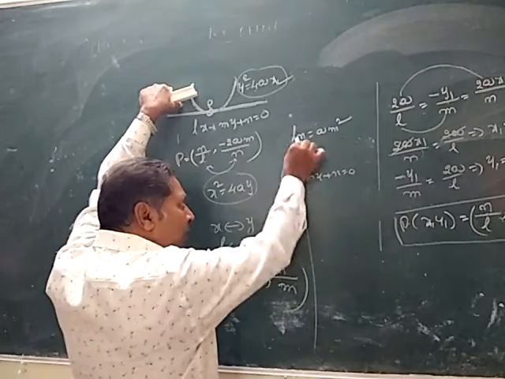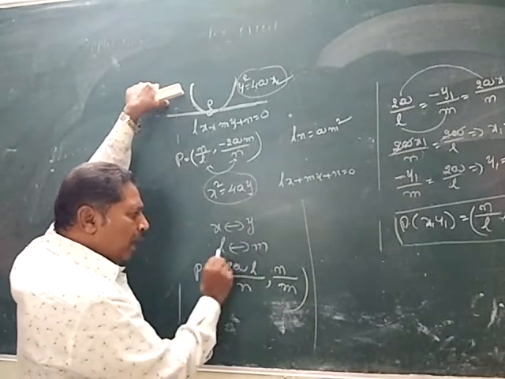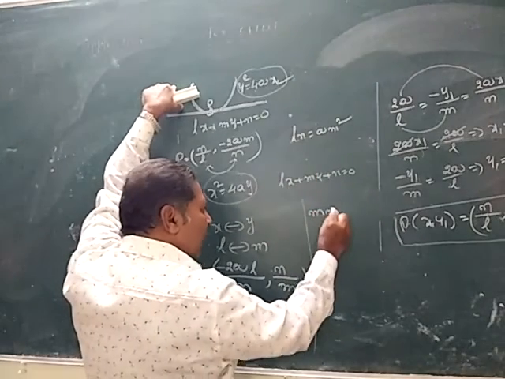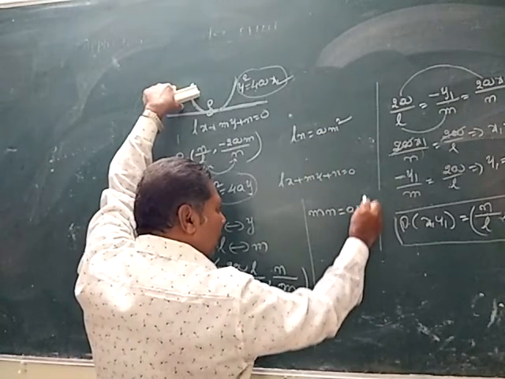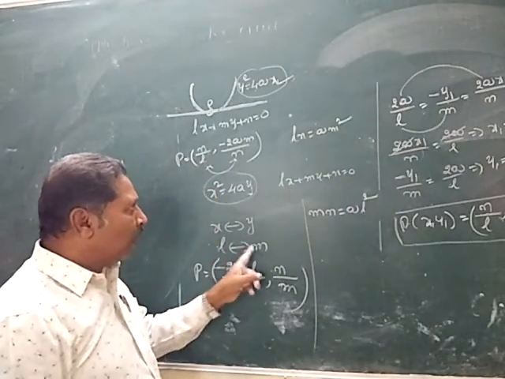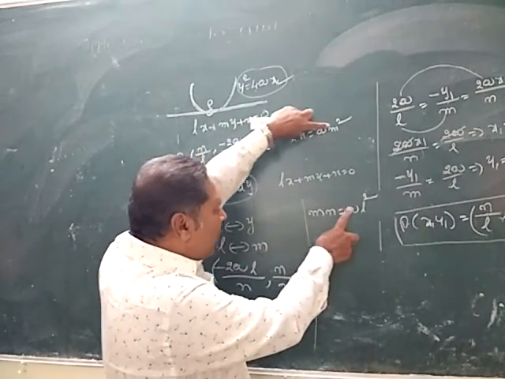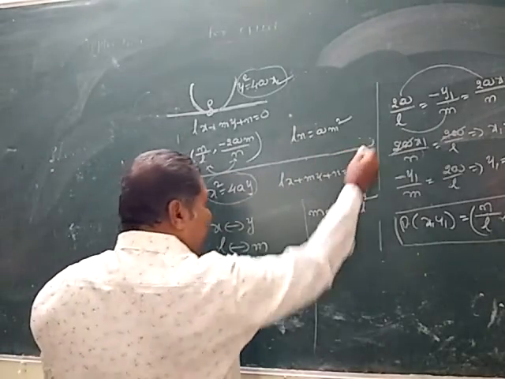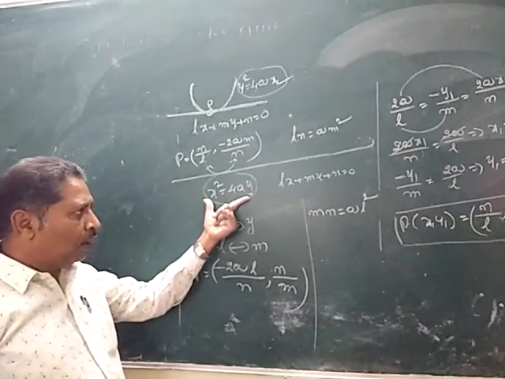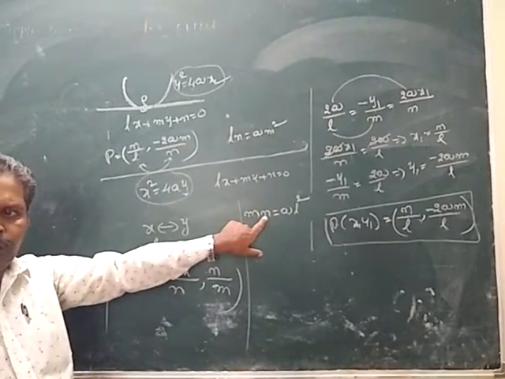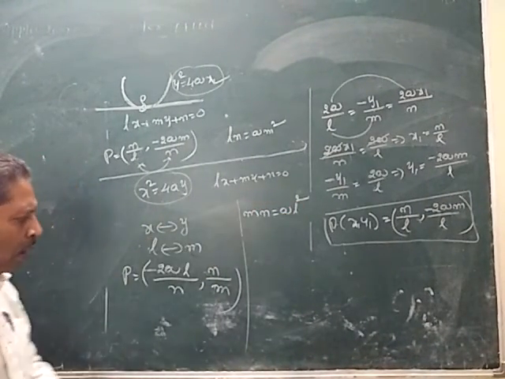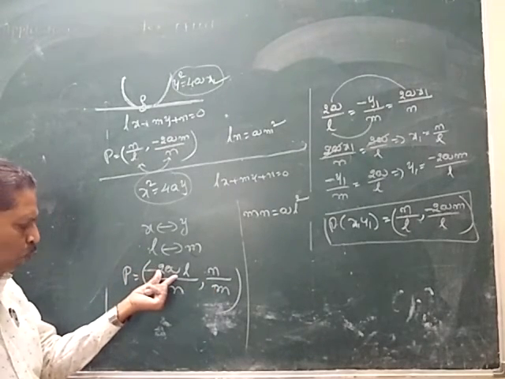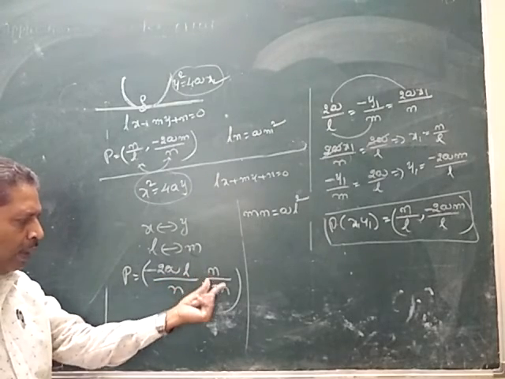Similarly, the condition also: interchange L and M. So Mn equal to a L square, where L becomes M and M becomes L. So the tangent condition for this parabola is Mn equal to a L square, and the point of contact is minus 2aL by M, n by M.